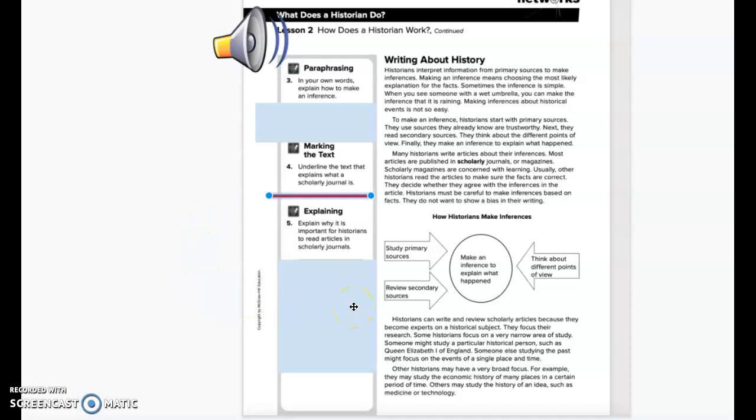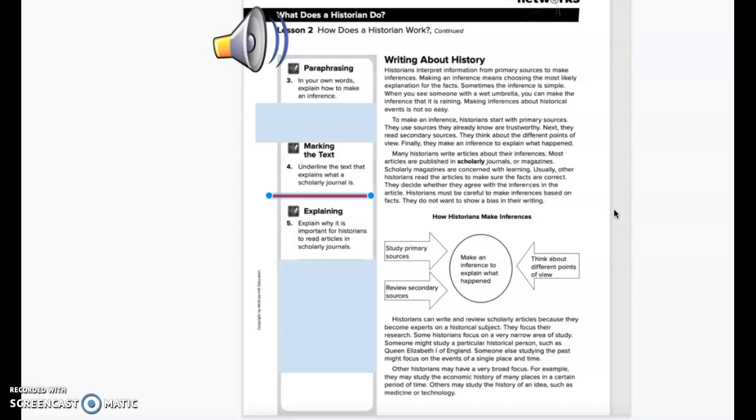How historians make inferences. So this big circle is showing making an inference to explain what happened. They study primary sources, they review secondary sources, and they also think about different points of view. Historians can write and review scholarly articles because they became experts on a historical subject.